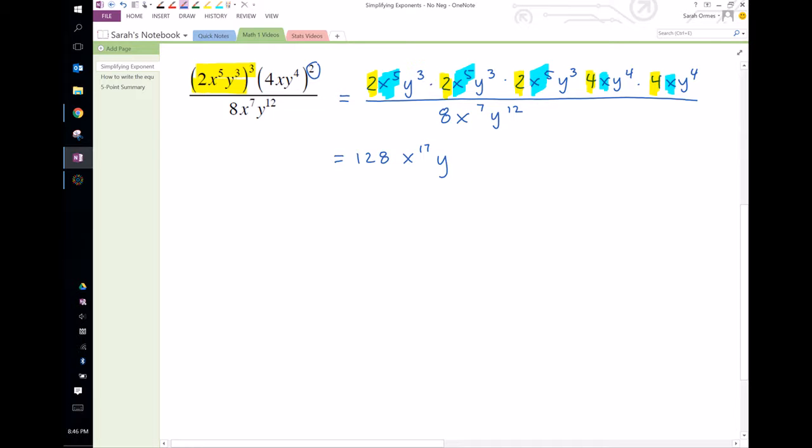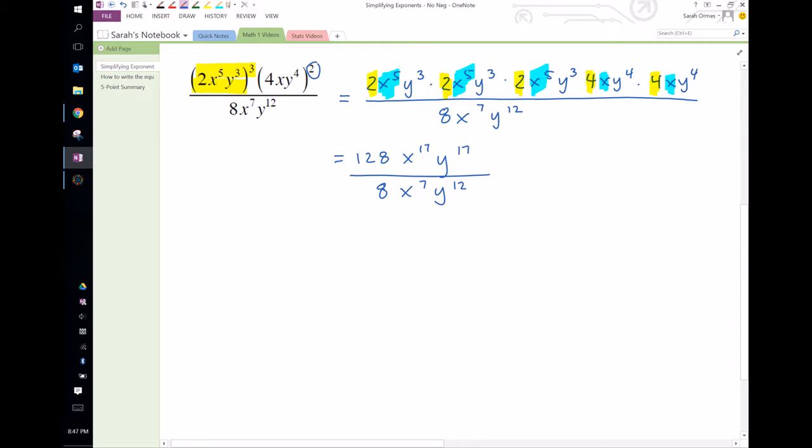And then let's look at the y's. We have 3, 6, 9, and then there's 8 over here. There's 17 of those also. On the bottom, I'm just going to leave everything how it is.